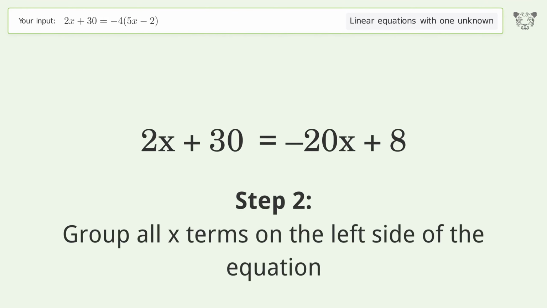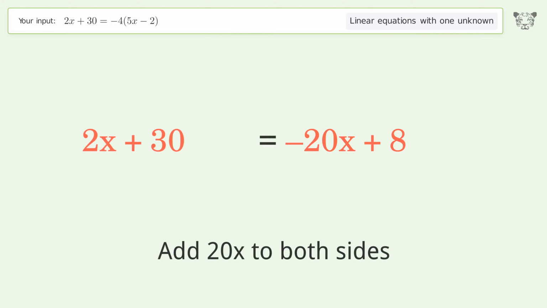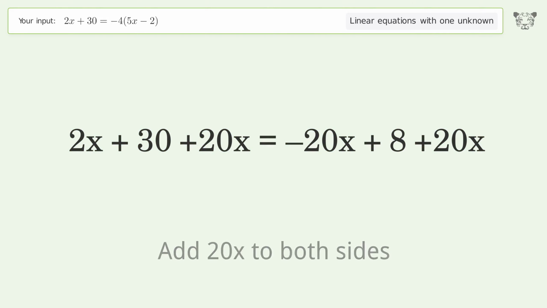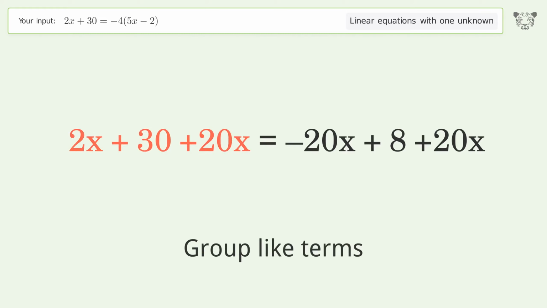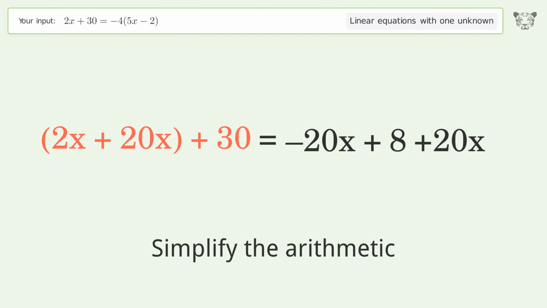Group all x terms on the left side of the equation. Add 20x to both sides. Group like terms. Simplify the arithmetic.